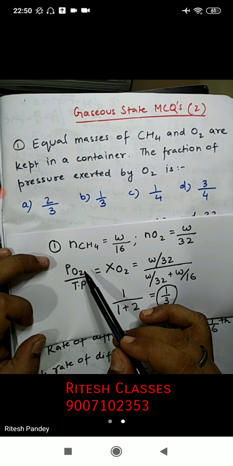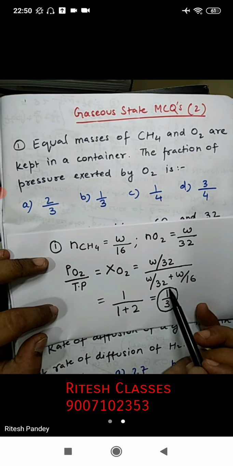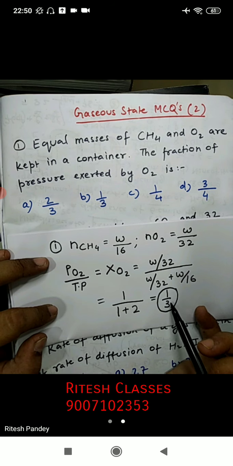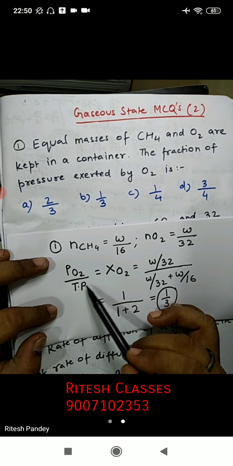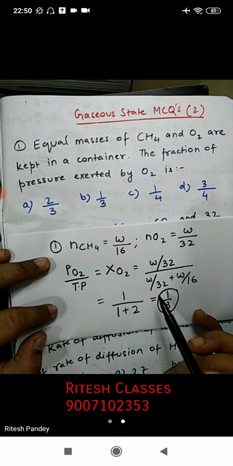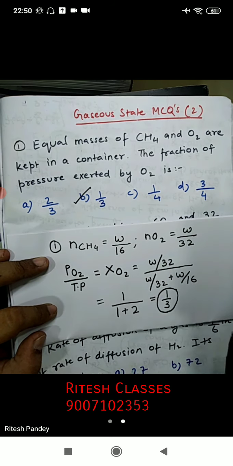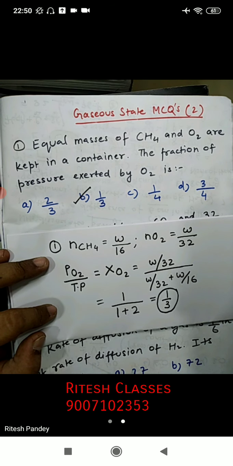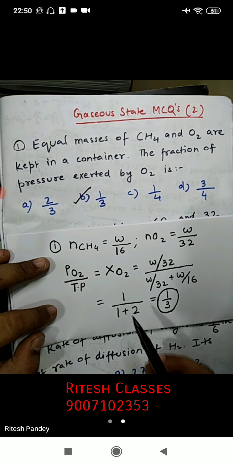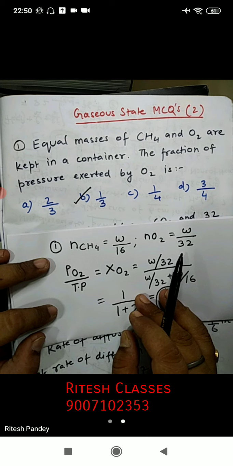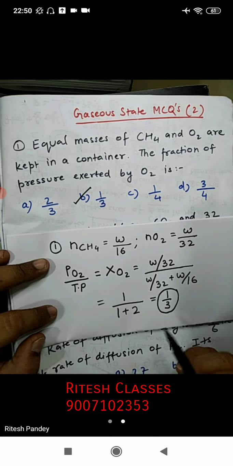The fraction of pressure exerted by oxygen will be 1/3 of the total pressure. Option B is right. I repeat, it's a very common question. It has come several times in different engineering and medical entrance exams. I hope you can understand this.